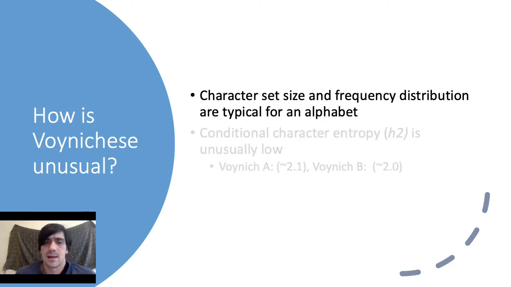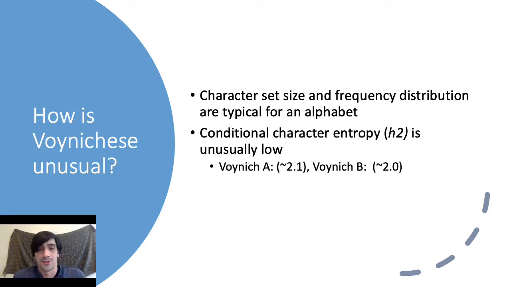The character set size. The number of characters depends on what transcription system you're using, and on assumptions you make about which glyphs represent single characters. But regardless of these assumptions, the character set size is about typical for an alphabet. And in fact, the frequency distribution of characters looks like what we would expect for an alphabet. However, if you look at characters in sequence, the text looks a lot more unusual.